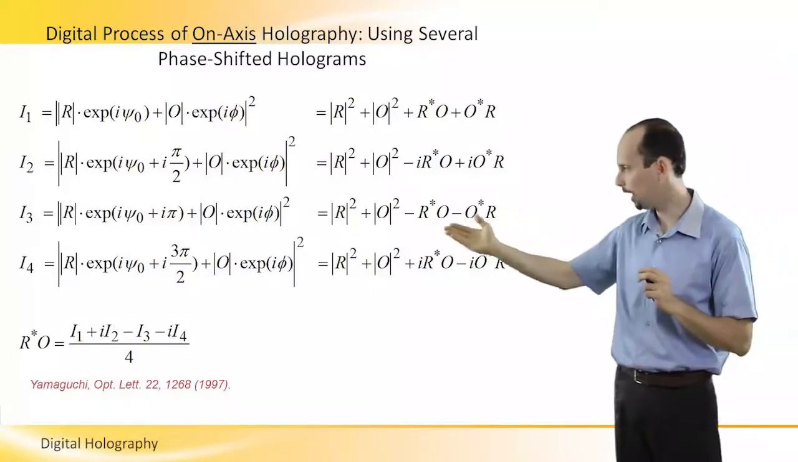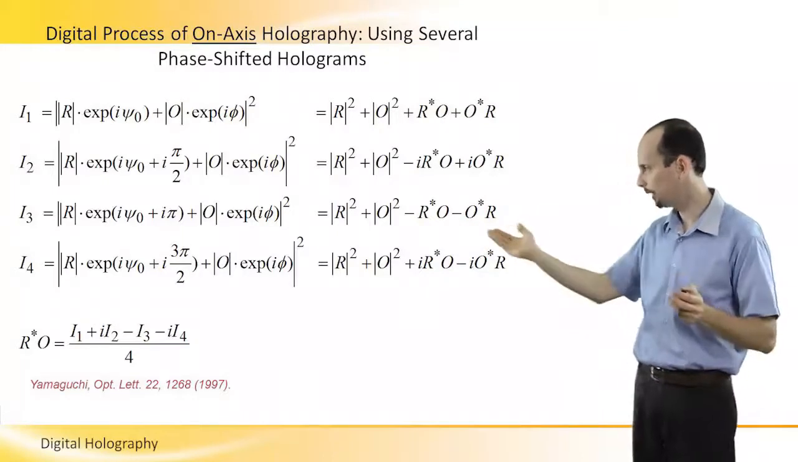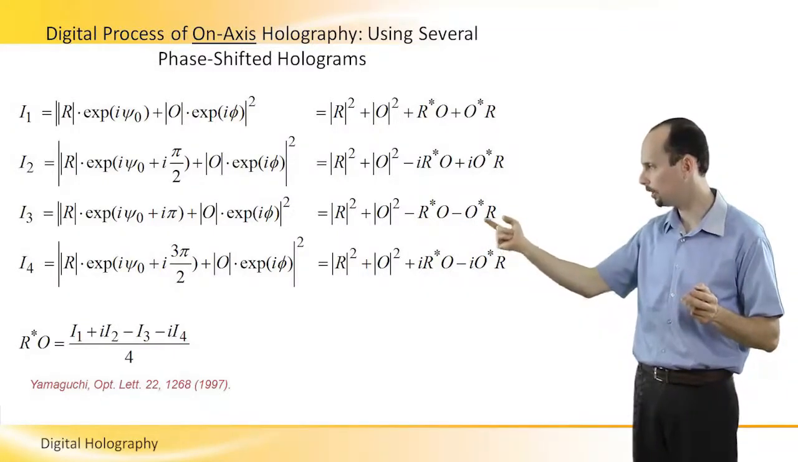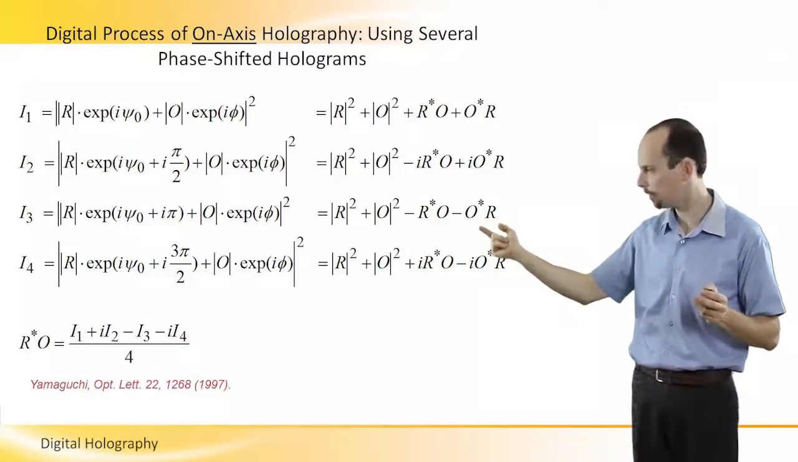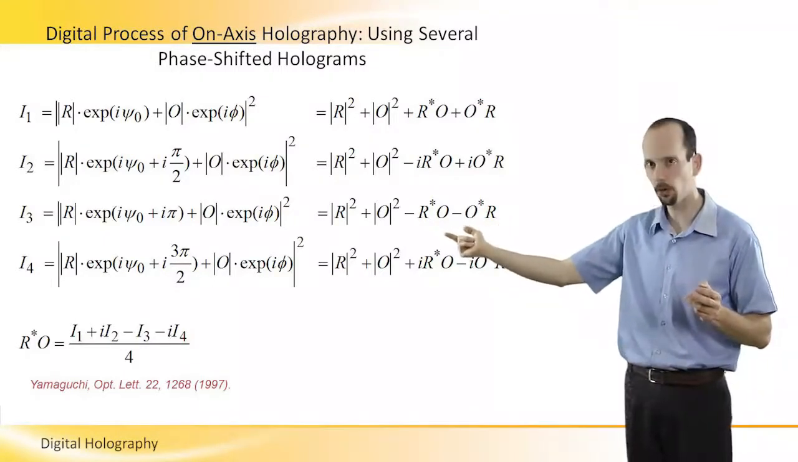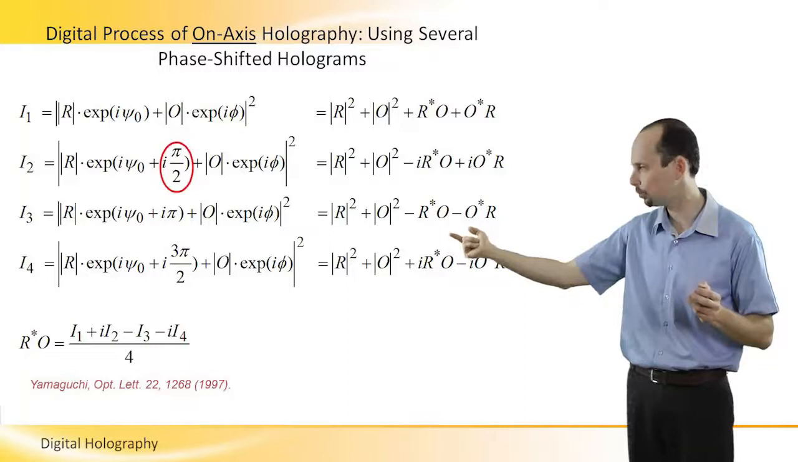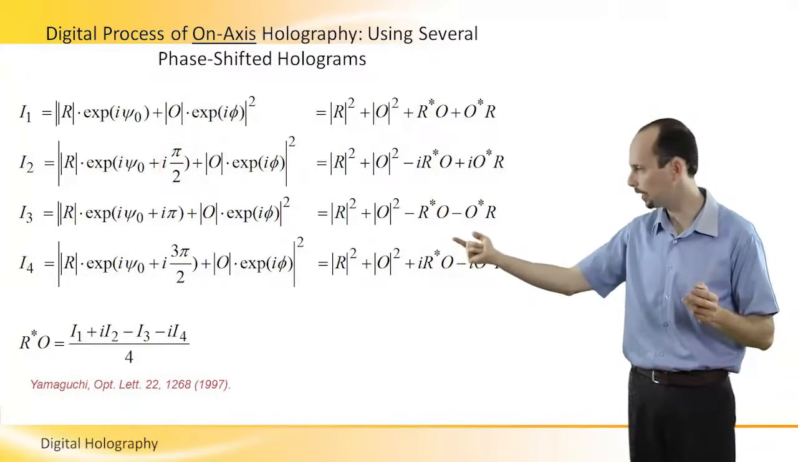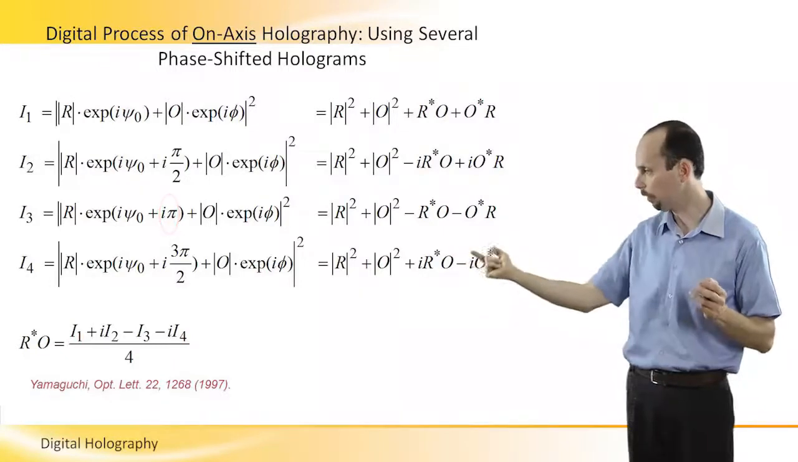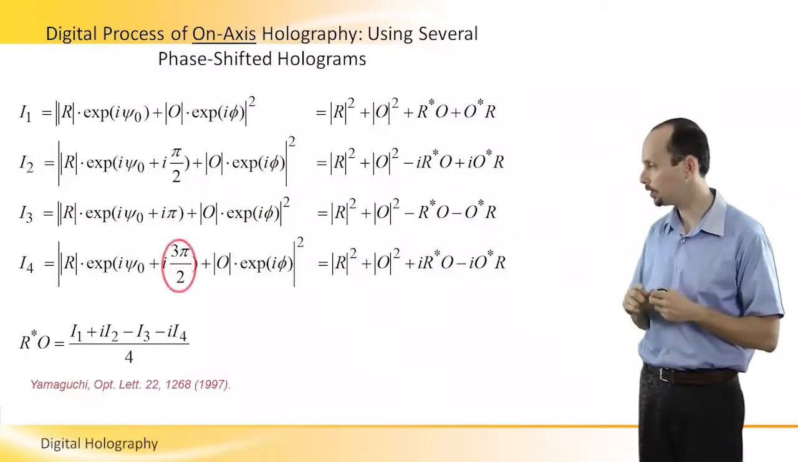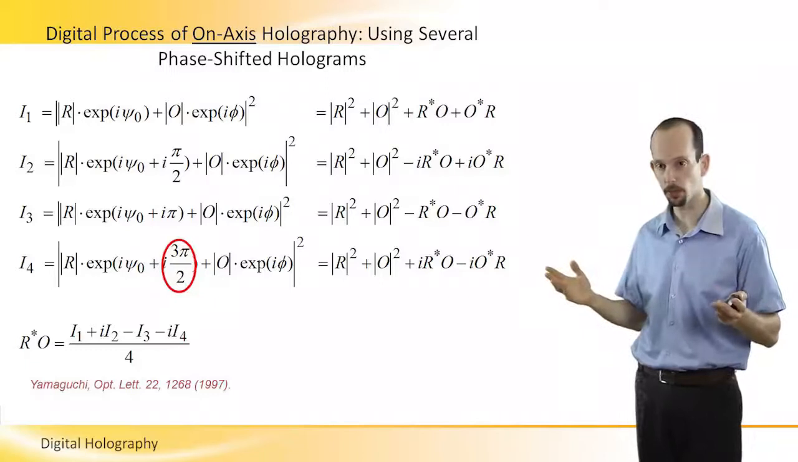So we have I1, which is the regular hologram. Then we have I2, and inside of the reference I'm using a waveplate in order to create a phase shift of 90 degrees, or pi over 2. In the third hologram I'm creating a phase shift of 180 degrees, or pi. In the fourth hologram I'm creating a phase shift of 270 degrees.